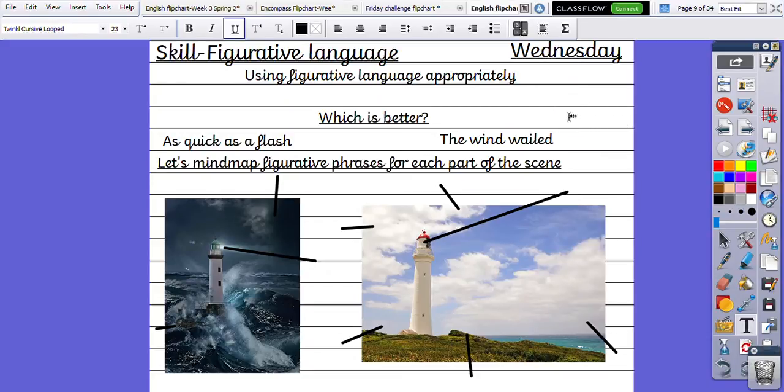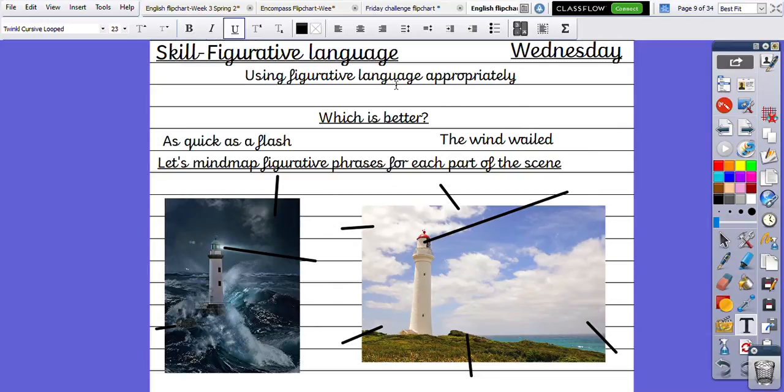Good morning, Year 6. This is your Wednesday's English lesson. Today we are teaching you the skill of using figurative language. And at the Year 6 level, we want you to use it appropriately. So we can use figurative language, however, it's not always appropriate and it's not always the best to use in our writing. So there are some really overused phrases that use figurative language.